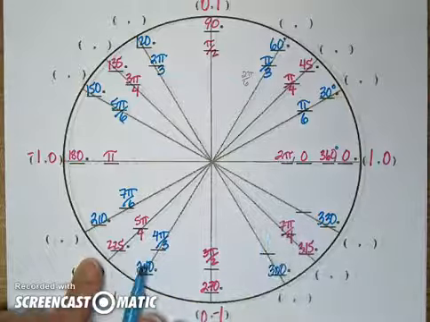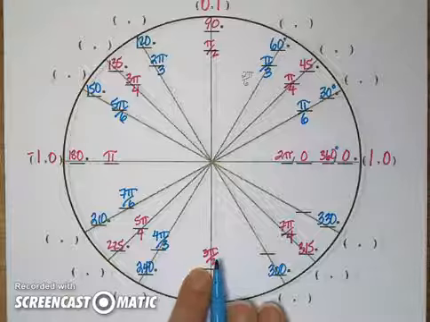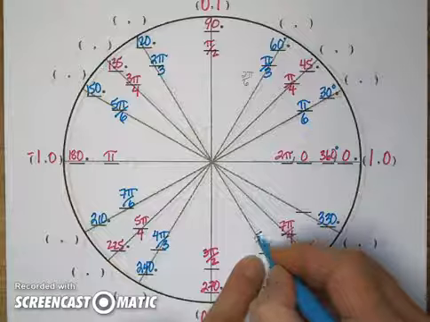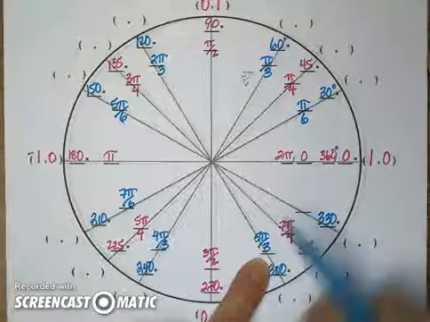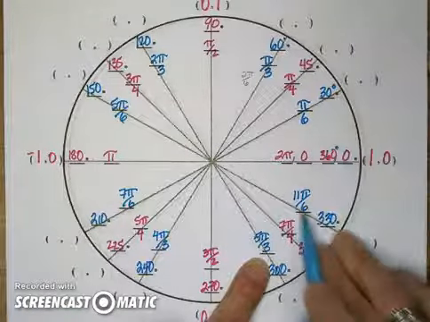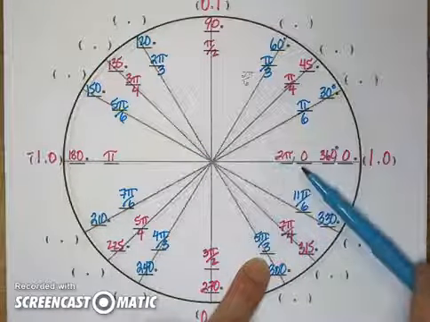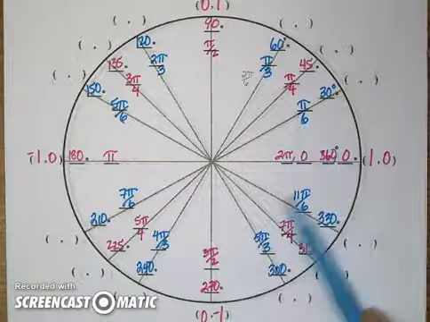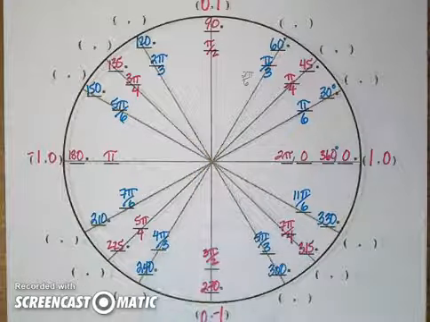Then 9 pi over 6, which reduces to 3 pi over 2. Then 10 pi over 6, which reduces to 5 pi over 3. And then 11 pi over 6, which doesn't reduce, but then you have 12 pi over 6, which reduces to 2 pi. Now I want you to notice something. We have done all the interior angles and radian values. We will now do the outside points, but let's look at some patterns first before we move on.